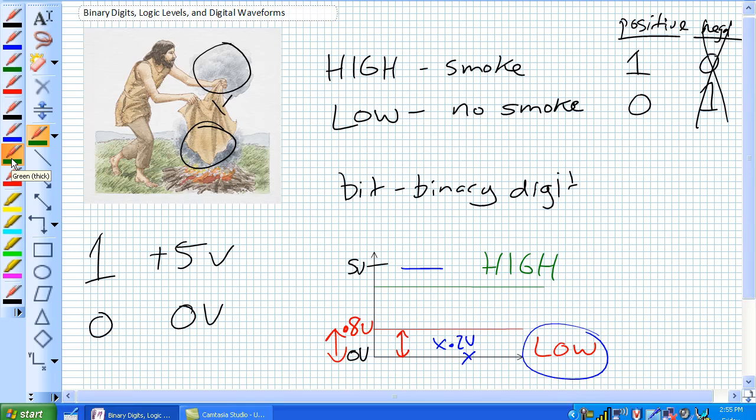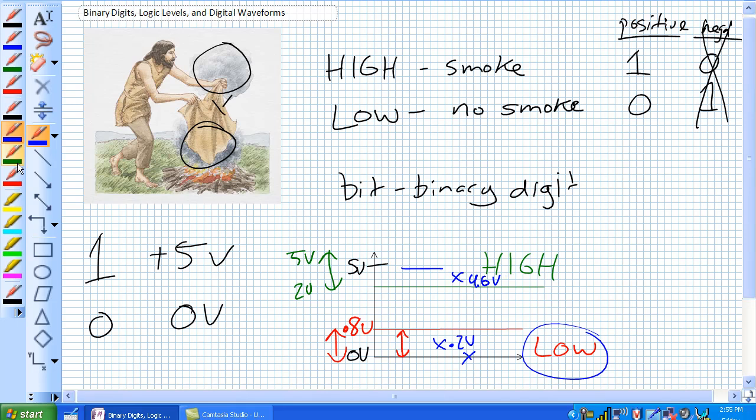For a high, anything above 2 volts up to 5 volts is considered a high. So let's say we're at 4.6 volts, we're within the high region. We can safely say that we are at a high logic level.